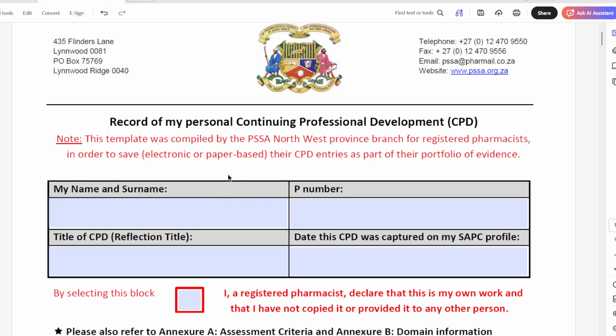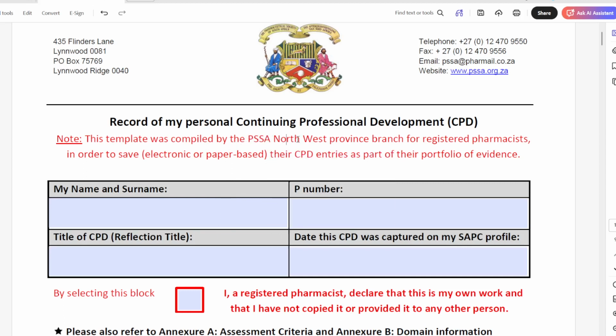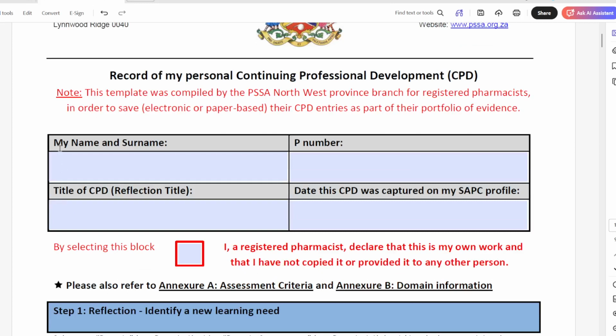So this template was developed by PSSA in consultation with the Northwest Province branch for registered pharmacists. So this is not my own work. You can use it for your activities as an intern to just know how to load it on the site. I won't focus on your name and surname and the PIN number, because on the site you've already entered this and you're already in it. The date won't be necessary, but I'll be focusing here.